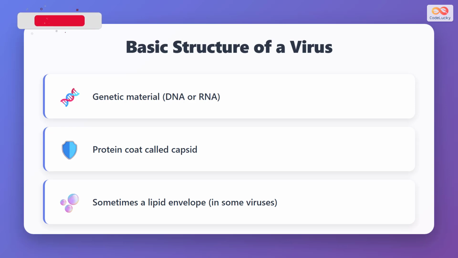Viruses have a remarkably simple structure compared to living cells. Every virus contains genetic material, which can be either DNA or RNA. This genetic material carries the instructions for making new viral particles. Surrounding this genetic material is a protein coat called a capsid, which protects the viral genetic material from damage. Some viruses also have an additional outer layer called a lipid envelope, which is derived from the host cell membrane. This envelope helps certain viruses attach to and enter host cells more effectively.